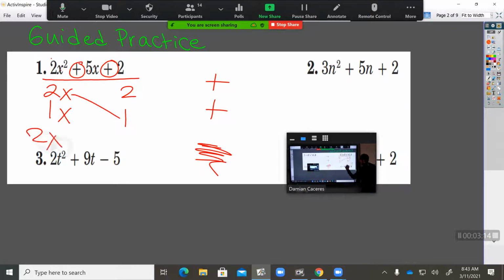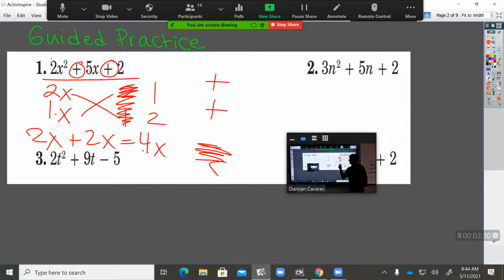2x times 1, 2x. 1x times 2, 2x. 2x and 2x equals 4x. Is that the correct middle number? If the number's wrong, switch the numbers. So instead of the 2 being on top, put it on the bottom and the 1 on top. Now watch how it works out. 2x times 2, 4x. 1x times 1 is 1x. That gives me positive 5x.